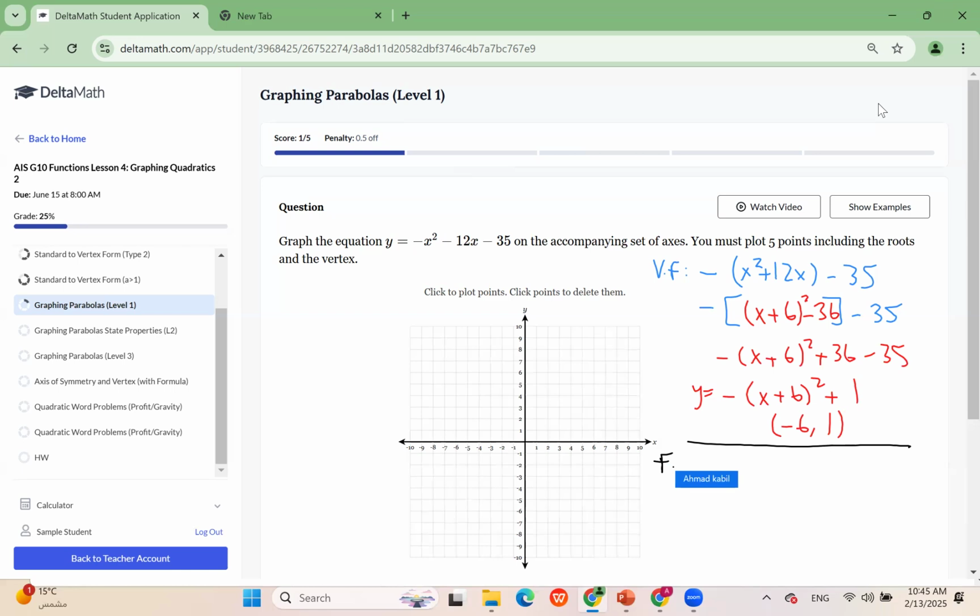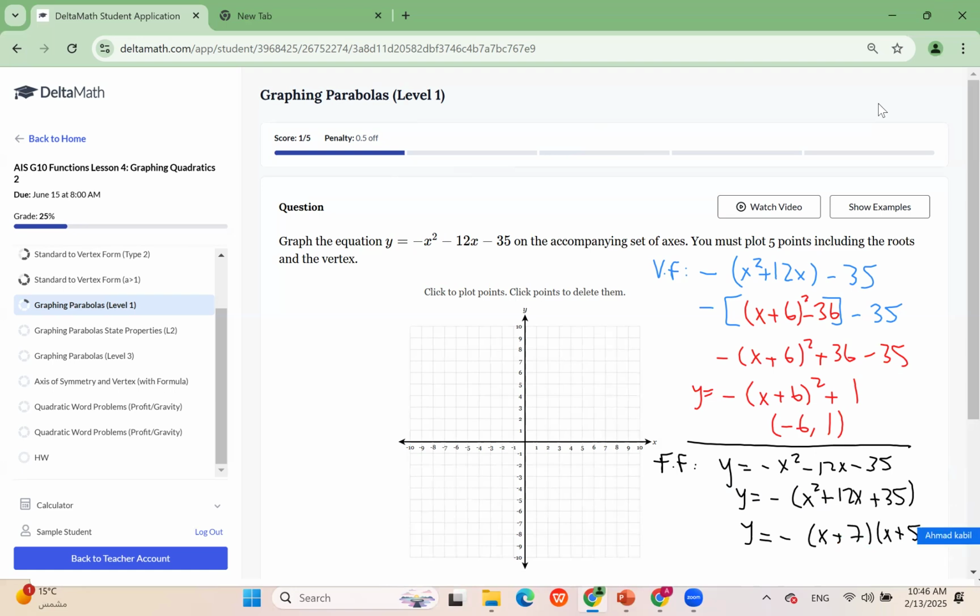So for factored form, we have y equals negative x squared minus 12x minus 35. Take a negative outside as a common factor, and get x squared plus 12x plus 35. Factorize, we have (x plus 7) and (x plus 5). So your two x-intercepts are (-7, 0) and (-5, 0). These are the two intercepts.